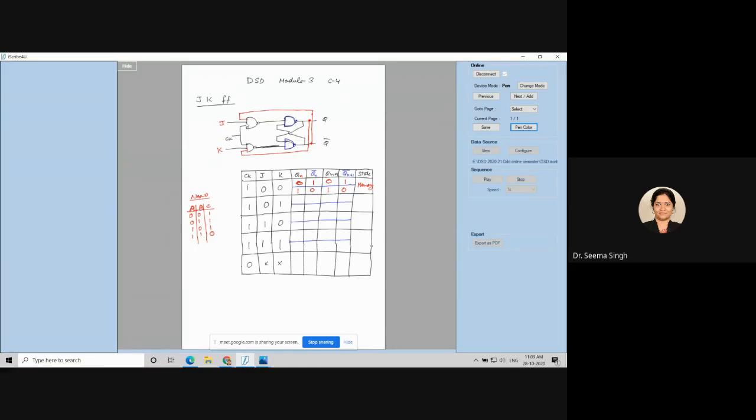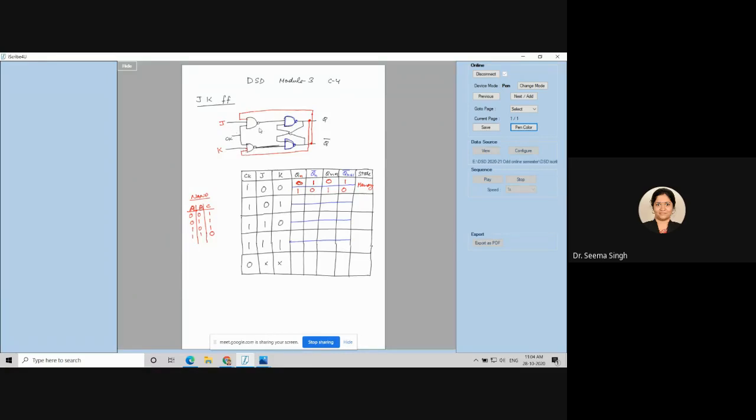When J is 0, clock is 1. If any one of the inputs is 0, it will force your output to be 1. So with J as 0, output of this NAND gate is forced to be 1. And if you remember in your set condition, this sets your flip-flop. Sorry, this will reset your flip-flop. This will reset your flip-flop.